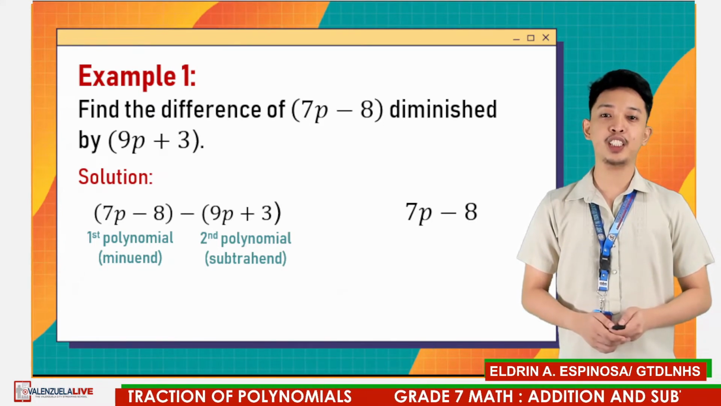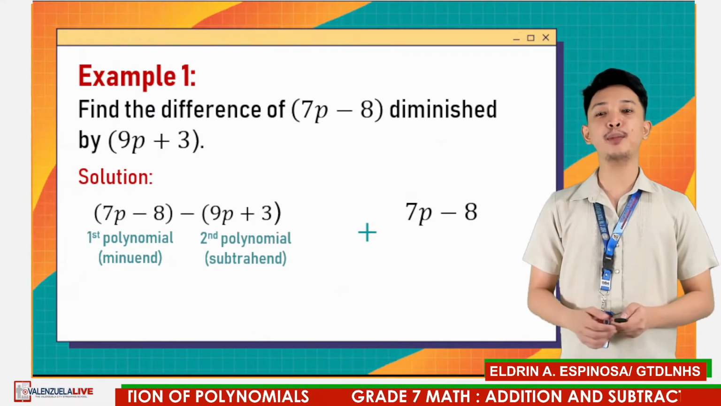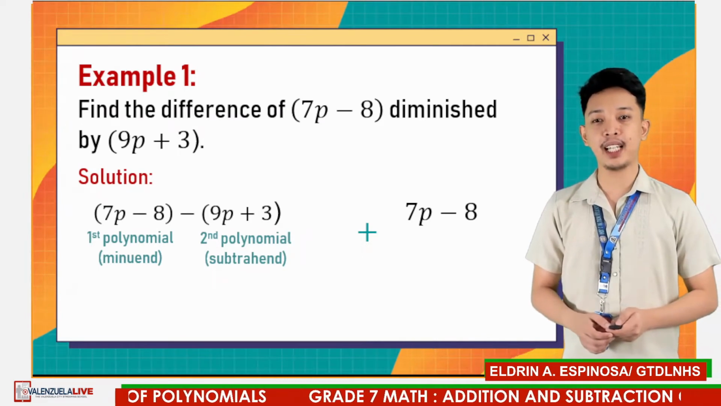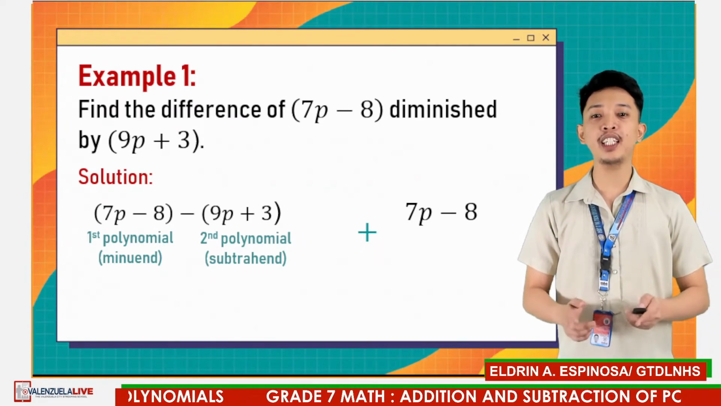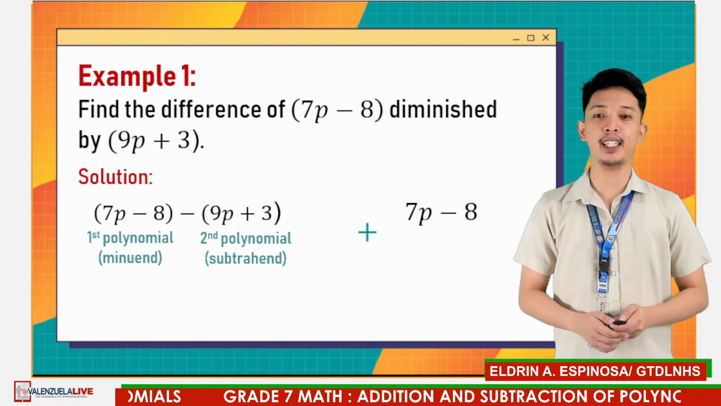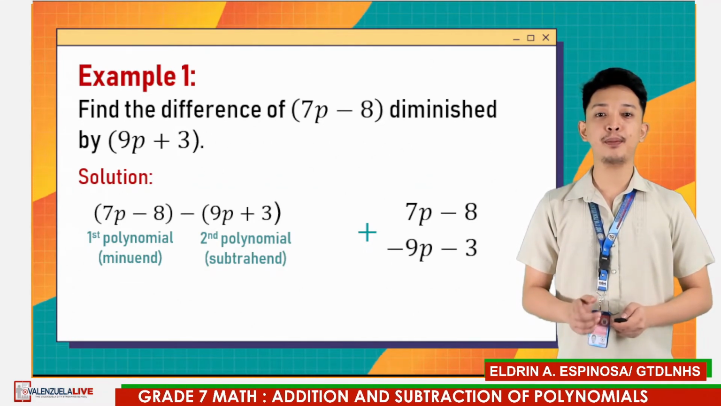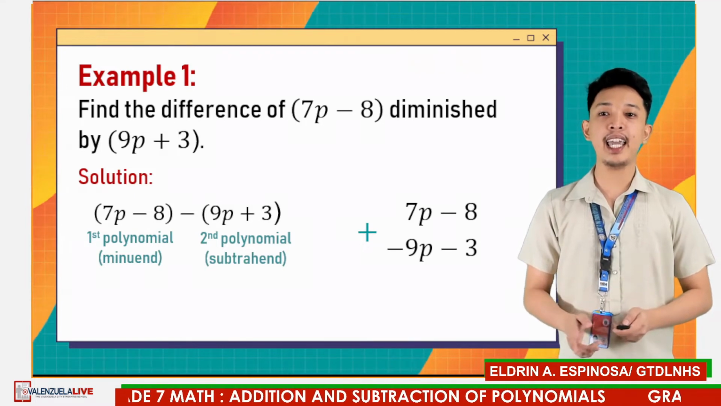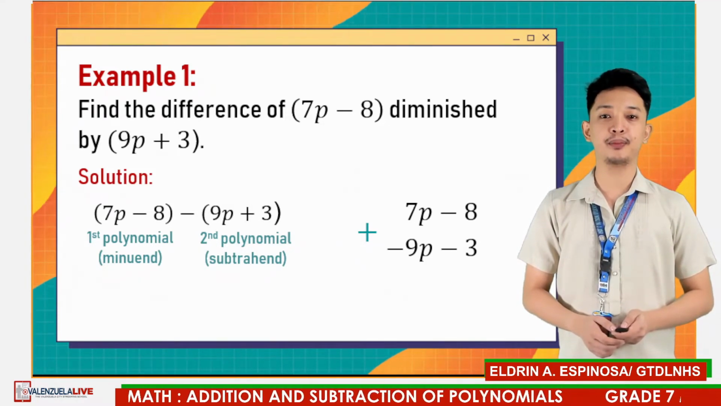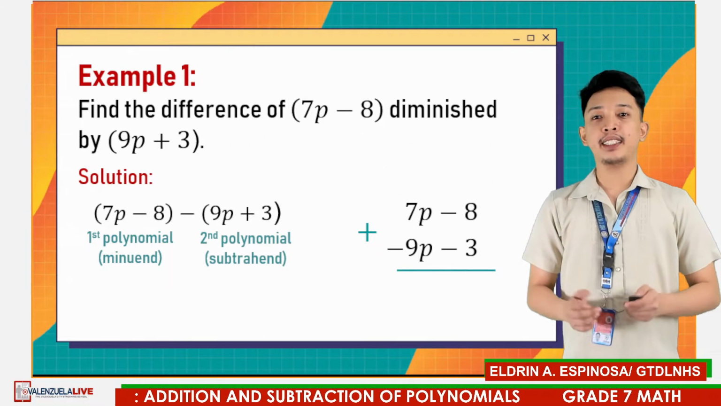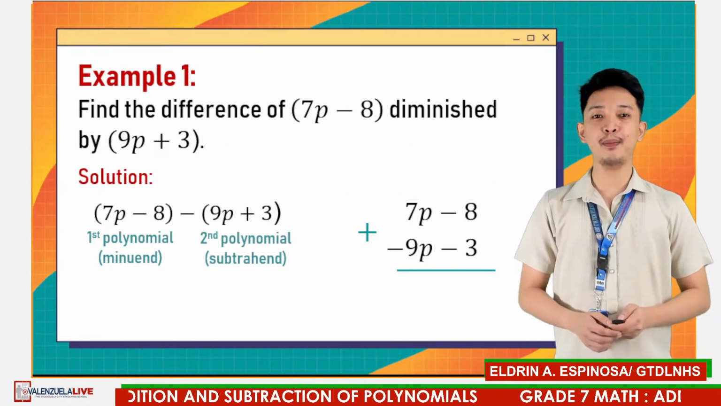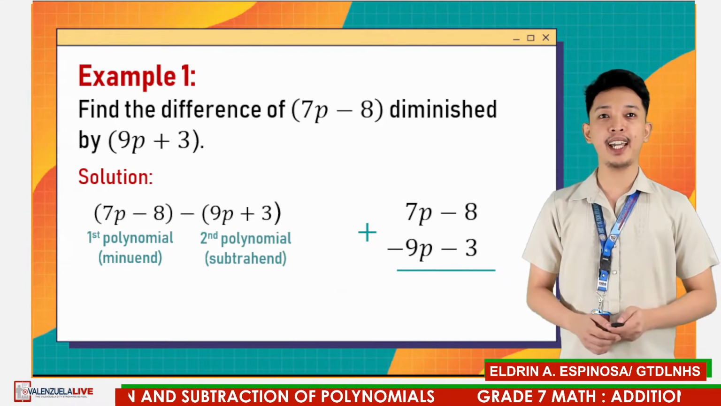Next, change the subtraction symbol to addition symbol, from minus sign to plus sign. Then change the sign of each term in the subtrahend. 9p plus 3 will become negative 9p minus 3. Align it under the minuend. Since the similar terms are all lined up, we can now simplify it.